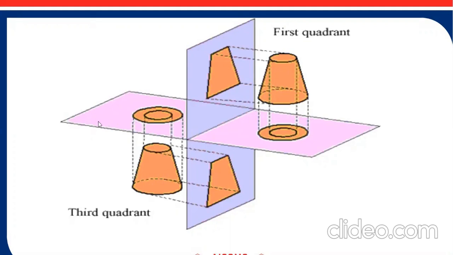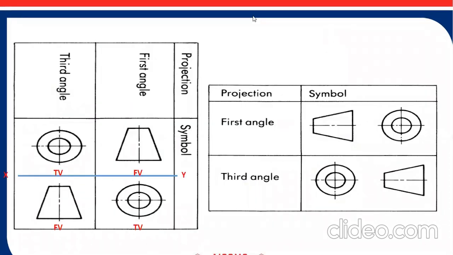So we can say if I turn this plane 90 degrees in clockwise direction, top view is above the XY line and front view below the XY line. As per the syllabus, we have to use first angle method of projection. These are the symbols of first angle method of projection and third angle method of projection. We are using first angle method of projection, front view and top view. This is the symbol. So we can see front view above the XY line and top view below the XY line.